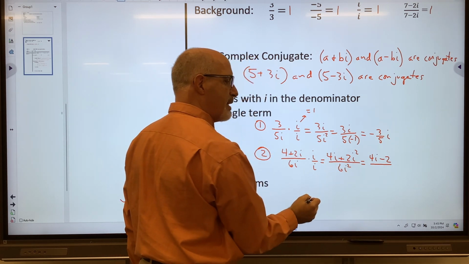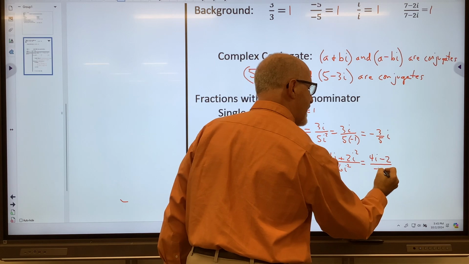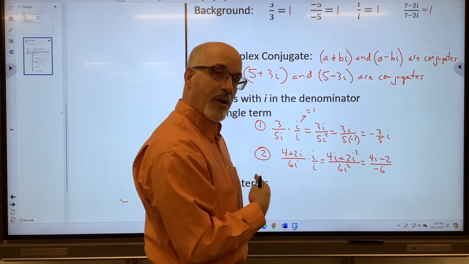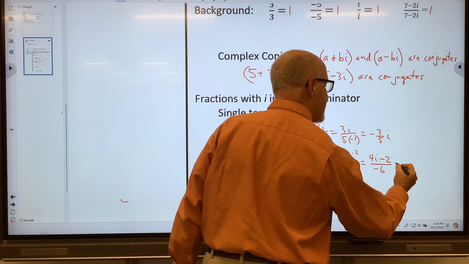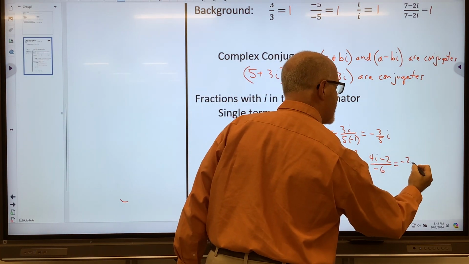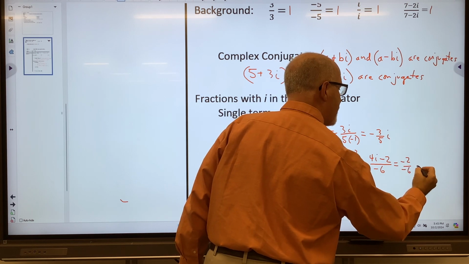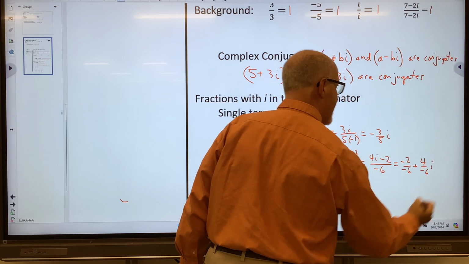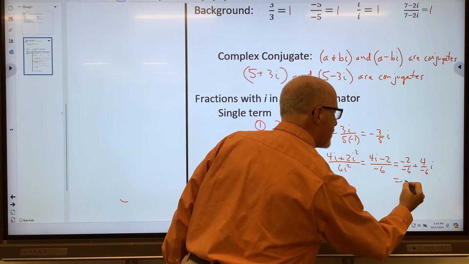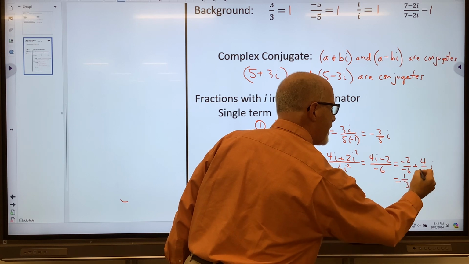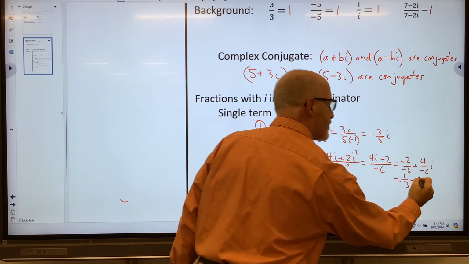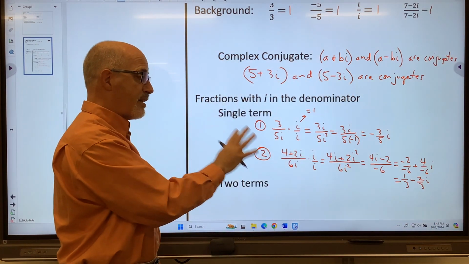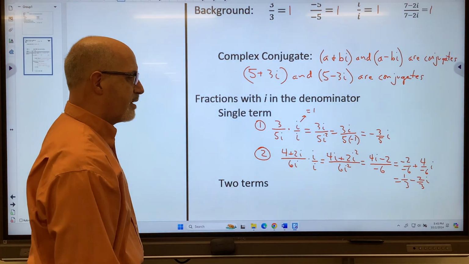This i squared is equal to -1, so -1 times 6 is -6. Now I'm going to rearrange it so that the real part is first, the imaginary part is second, and I'm going to separate it. So I'm going to make it -2 over -6, and then plus 4i over -6, which will simplify. -2 over -6 reduces down to 1/3. This is a minus because there's a negative there, and this will be a 2/3 i. So that's in the form we want it, with the real part and then the imaginary part of the problem.